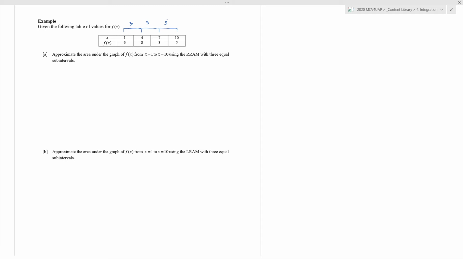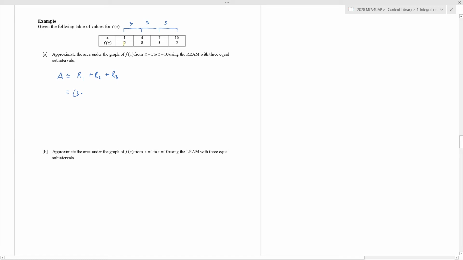But now, if I'm looking at this chart and saying, well, what's rectangle 1? Well, rectangle 1 has a left height of 6 and a right hand height of 8. So I want to use the 6 there. That forms the height of the first rectangle. Oh, sorry, that's RRAM. That should be 8 for RRAM. Right? This is the left and this is the right for the first rectangle. So for RRAM, I want to use the right hand height, which is 8.